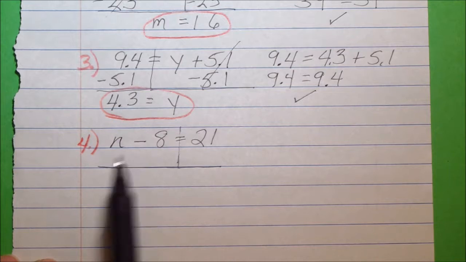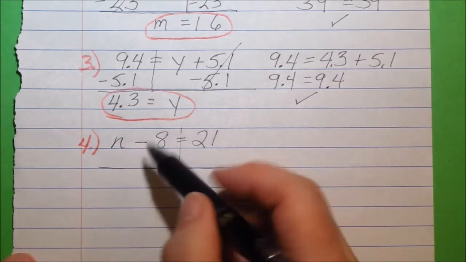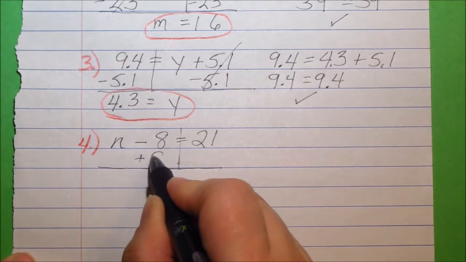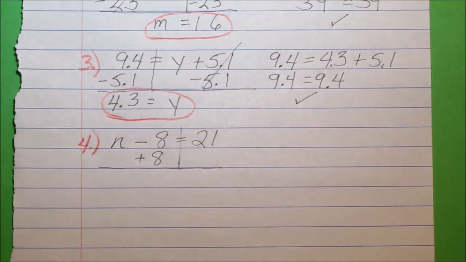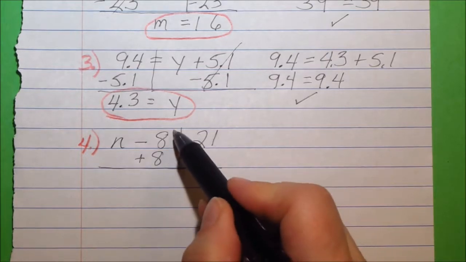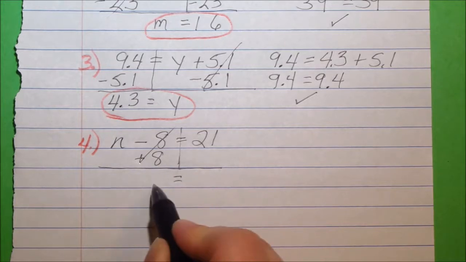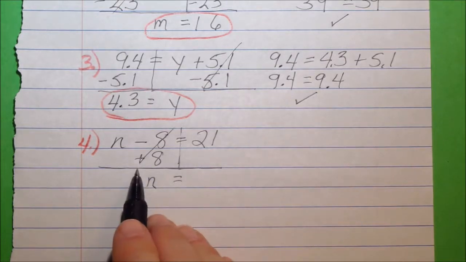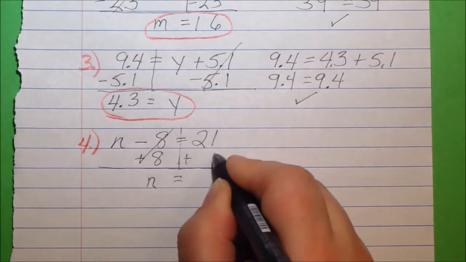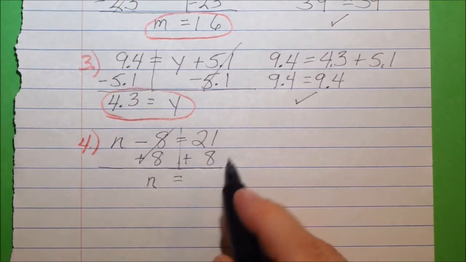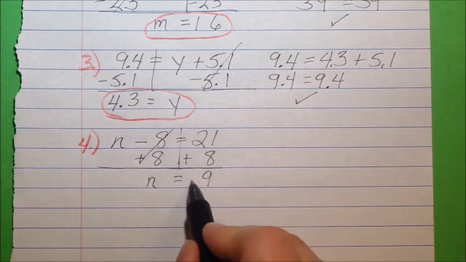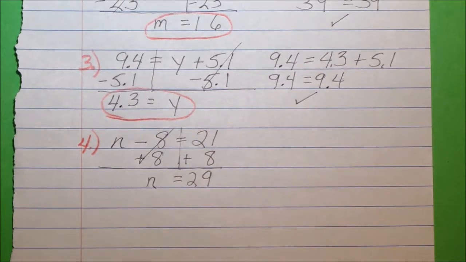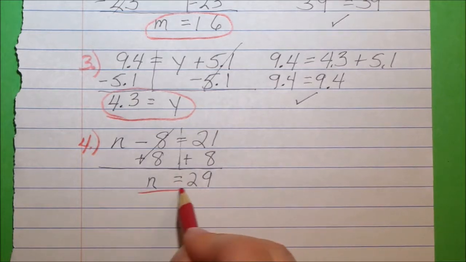What's the inverse operation of subtraction? It's addition. So to get 8 out, I've got to add it. Negative 8 plus 8 gives me 0. That's the inverse operation. So I've evicted 8. That leaves n by itself in his house, just the way he wants to be. But what I do to one side, I have to do to the other. So if I added 8 over here, then I have to add 8 over here as well. So 8 plus 1 is 9. 2 plus 0 is 2. I've got 29. So I think n is equal to 29.